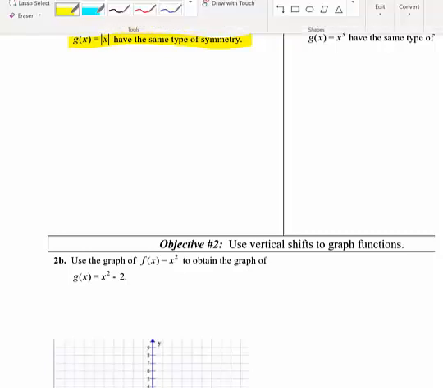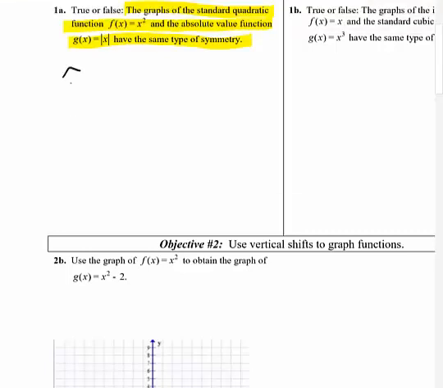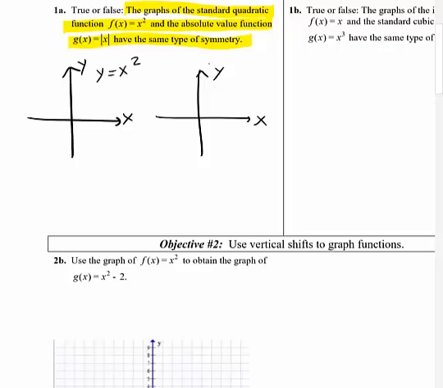That's true or false. So I guess they're not telling us it does. They're asking us if it does. So let's see, maybe we'll bring those graphs a little lower so we can see them. We'll graph x squared and we'll graph the absolute value and see if they have the same kind of symmetry. So remember, the types of symmetry we have are x-axis symmetry, where the top and the bottom of the graph are the same.